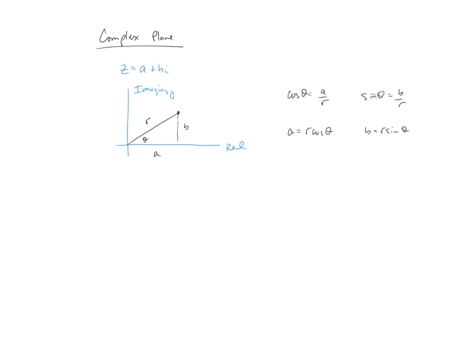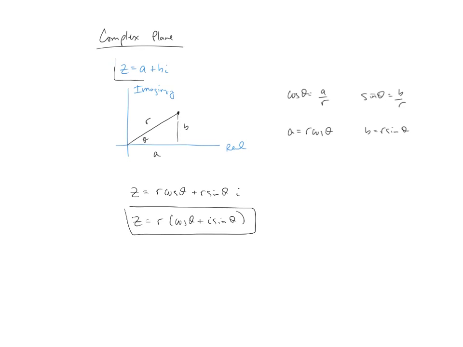Now, if I take the a value and the b value and I plug them into the original complex number, we would get z equals r cosine theta plus r sine theta times i. And simplifying it by factoring out the r and putting the i in probably a more appropriate place, we can see that r times (cosine theta plus i sine theta) is another representation of the original complex number. And so this is considered the trigonometric form of a complex number.